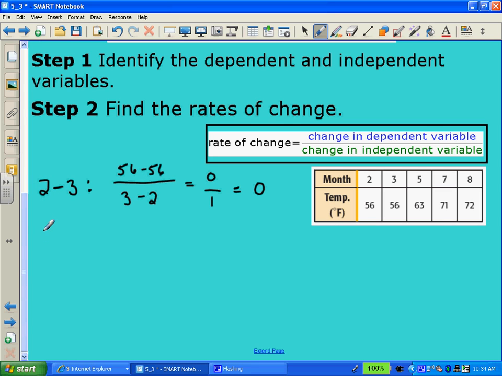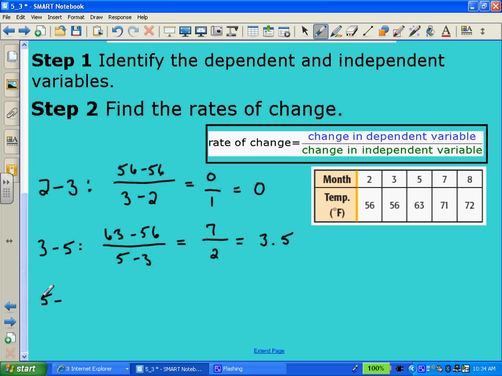And we're going to do this for each period. So let's go now months 3 to 5. Now we have 63 minus 56 over 5 minus 3. Remember, second minus first. So 63 minus 56 is 7, and 5 minus 3 is 2. So that rate of change would be 7 over 2, or 3.5.